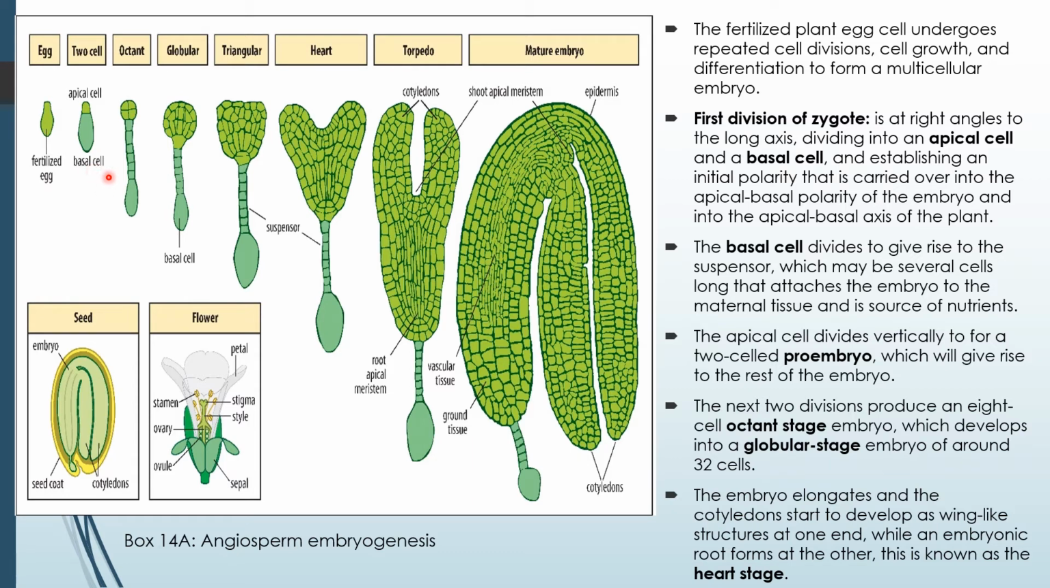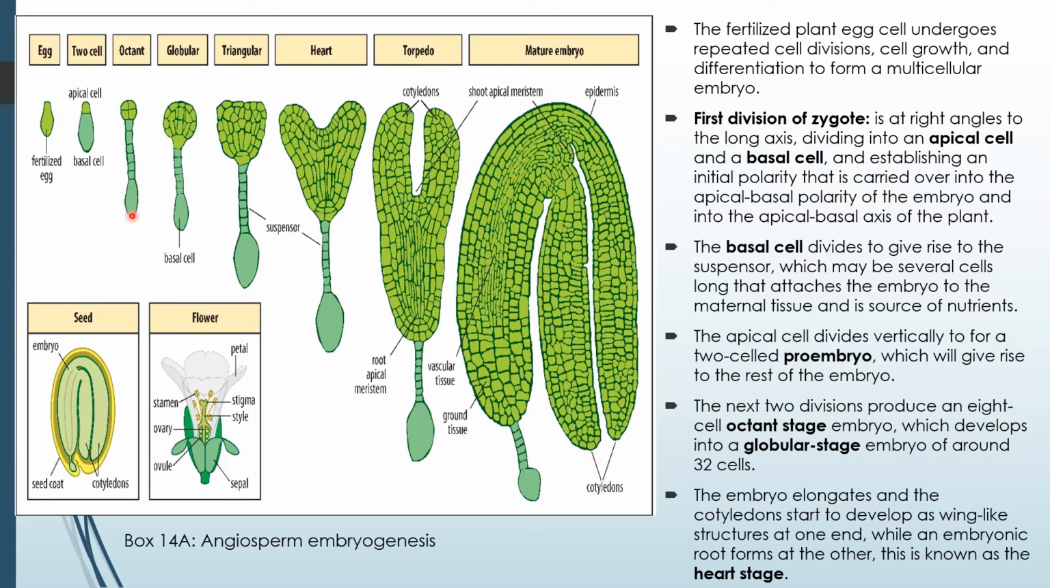Okay? So the basal cell divides to give rise to the suspensor. So this is actually what you call the suspensor, right there in the middle. The suspensor, which may be several cells long, attaches the embryo to the maternal tissue and is the source of nutrients. Okay? So the apical cell divides vertically to form a two-cell proembryo. This is the proembryo, which will give rise to the rest of the embryo. So the next two divisions produce an 8-cell stage.